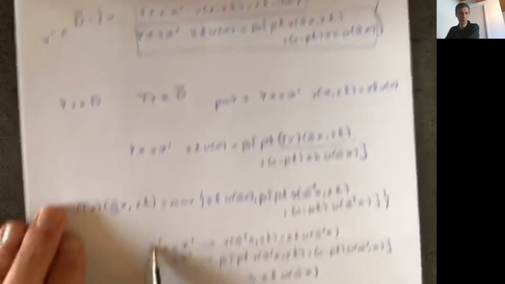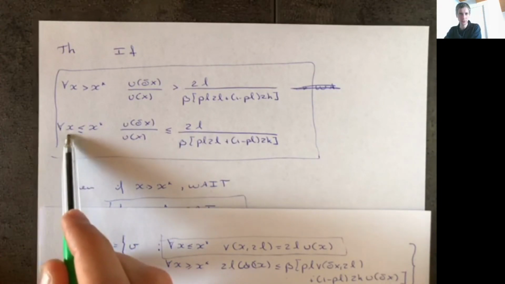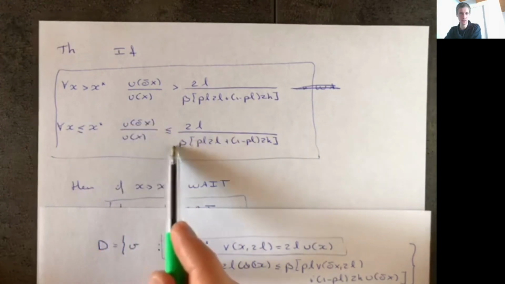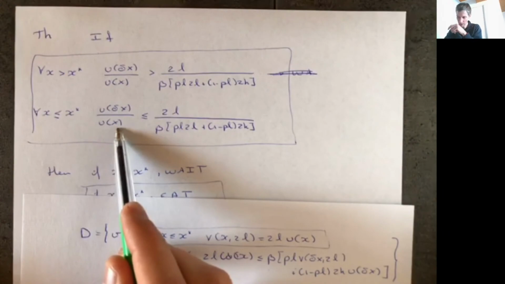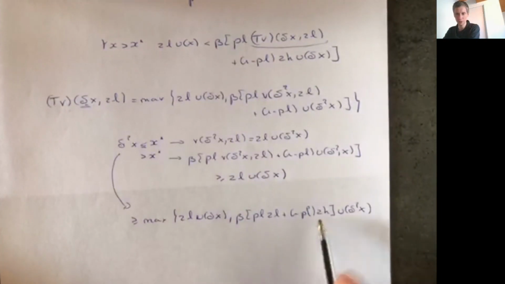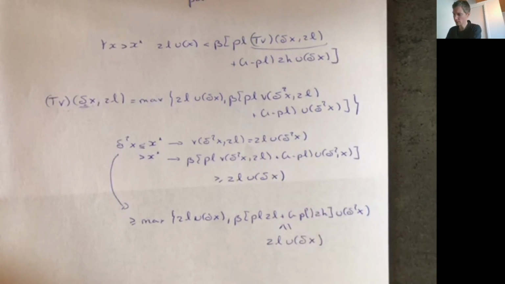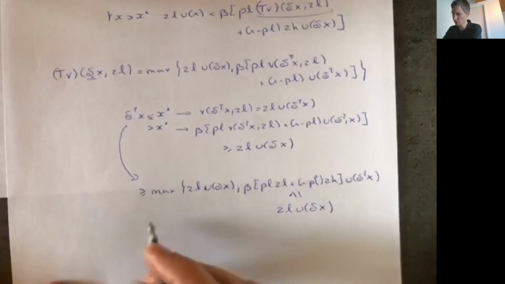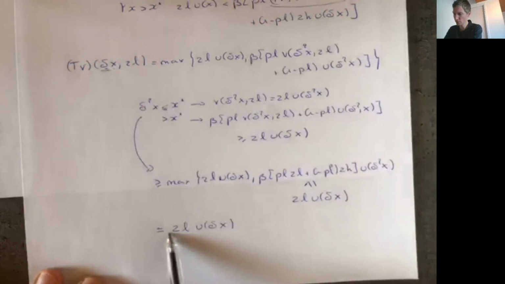Now, because delta squared x is lower than x star, it comes to this condition here. So instead of x, I have now delta x. So this becomes u(delta squared x) times this thing here, which will be lower or equal to u(delta x) times ZL. Okay, so the second part here is less or equal to ZL times u(delta x). So here I have the maximum of ZL u(delta x) and then something else that's lower or equal to this first part. If I take the maximum of these two things, this is equal to ZL u(delta x). So far we have shown that this part is greater or equal to ZL times u(delta x).